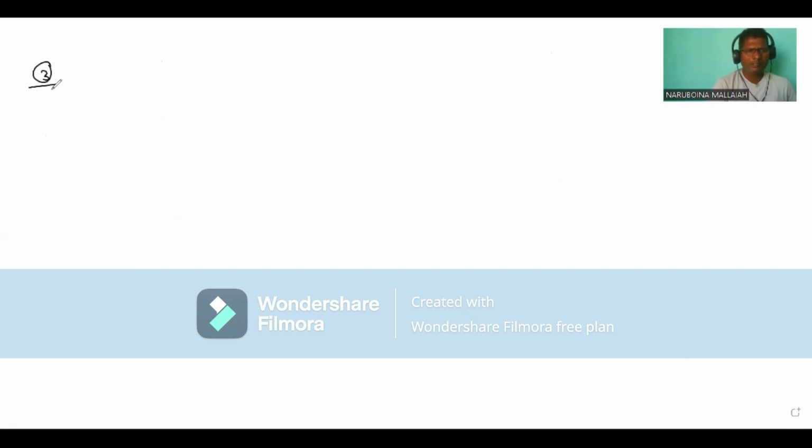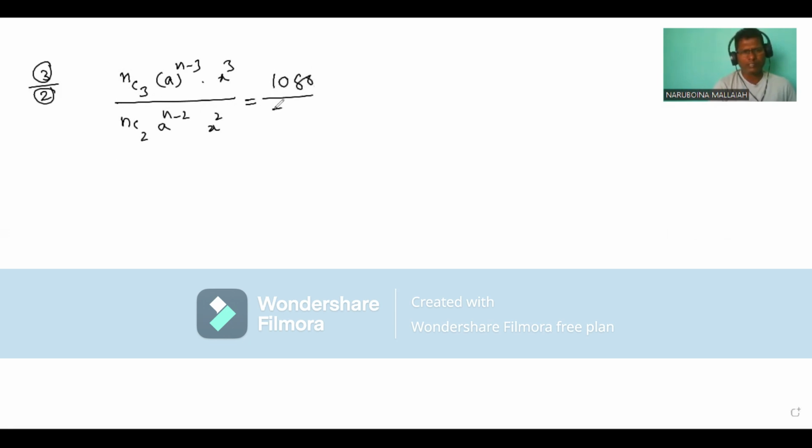Divide equation 3 by equation 2. Equation 3 is nC3 a to the power of n minus 3 into x cube, whole divided by the second equation, that is nC2 a power n minus 2 into x square. This is equal to, in the third equation we are given this number 1080. In the second equation we are given 270. Now divide: this 0 gets cancelled. 9 eights, 9 ones are 9, 9 twos, 4 twos, 4 threes. So we got 3 by 2 here.